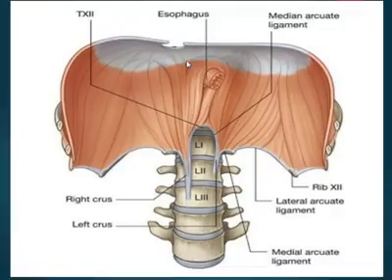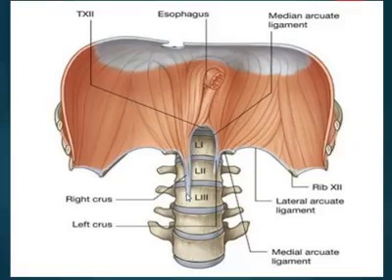It consists of sternal part, costal part, and vertebral part. Sternal part arises from posterior surface of xiphoid process. Costal part arises from lower 6 ribs as well as their costal cartilages. Vertebral part arises from vertebral column as well as arcuate ligaments.